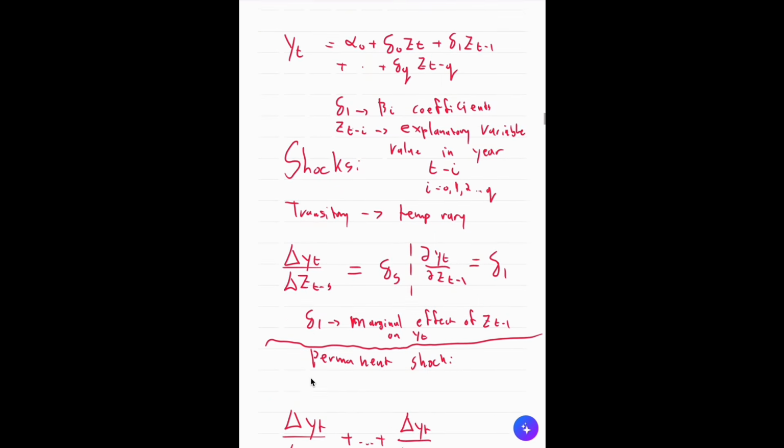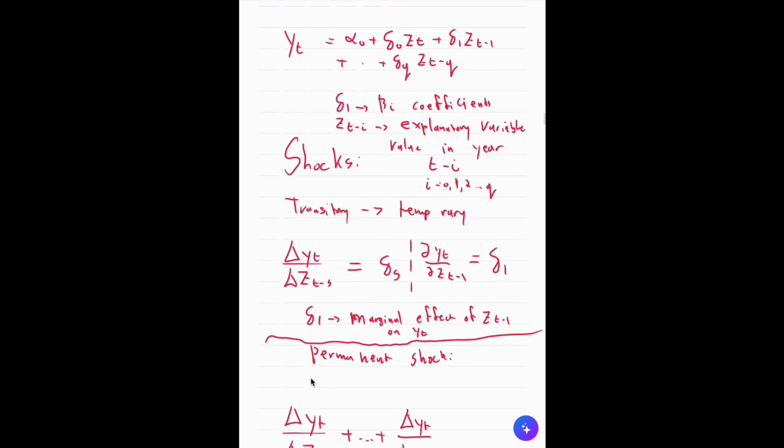Good. So the general form of these things is y in year T equals alpha naught, that's a constant, plus delta 0 z_t plus delta 1 z_t minus 1, etc., up to delta q z_t minus q, right? The deltas are our coefficients, beta 1, beta 2, beta 3, right? And the z_t minus i is the explanatory variable value in a given year, year t minus i, right?